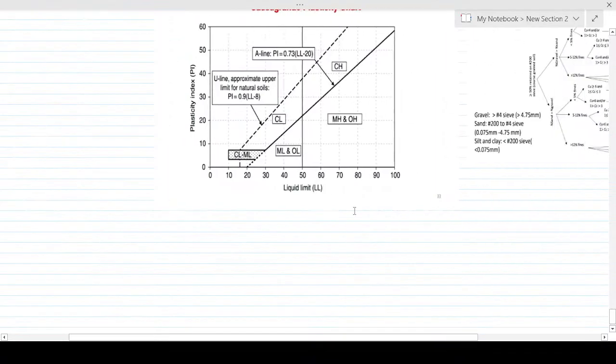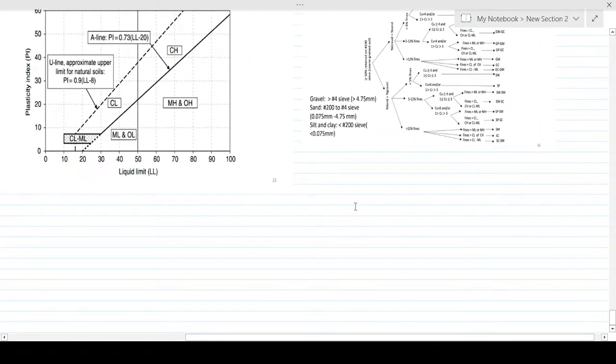In order for us to classify based on the unified classification, we also need certain things. You need your percent finer than 0.075 millimeters, which we calculated from the graph and was 24%. You also need your percent retained on 0.075 millimeters.